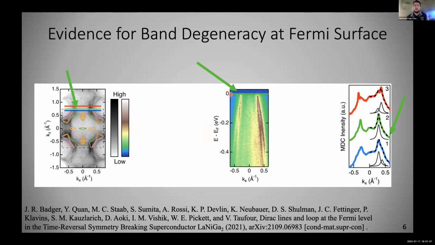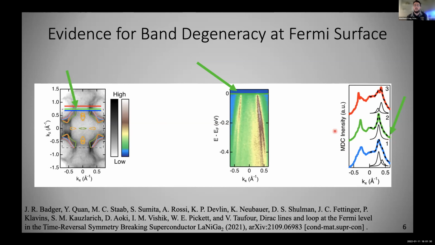Now, I can plot the intensity along the momentum here as well. It's known as a momentum distribution curve. And if I do that, I can fit a single Gaussian background as well as a single Lorentzian peak. And the peak width I obtain here actually ended up being the resolution of the experiment. So it's a resolution limited peak.